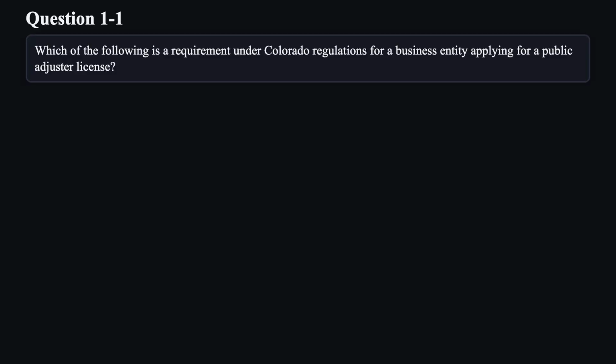Let's walk through the format. I'll read each question and its choices. Let's get started. Question 1. Which of the following is a requirement under Colorado regulations for a business entity applying for a public adjuster license?